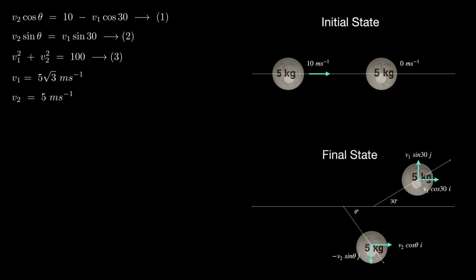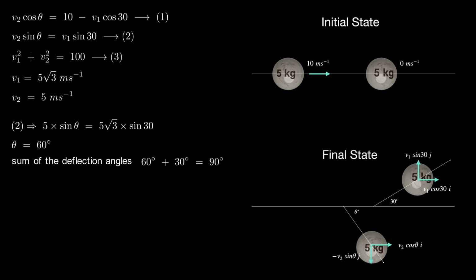Next, we need to determine the angle of deflection, theta. To do this, we can use either the first or the second equation derived from the conservation of momentum. By using the second equation, we find that the angle theta is 60 degrees. An interesting observation is that the sum of the deflection angles of the two balls adds up to 90 degrees, meaning that the two objects move away from the collision point at right angles to each other.